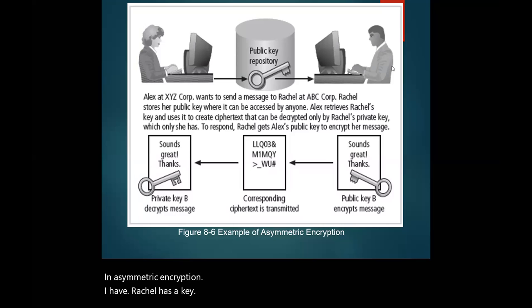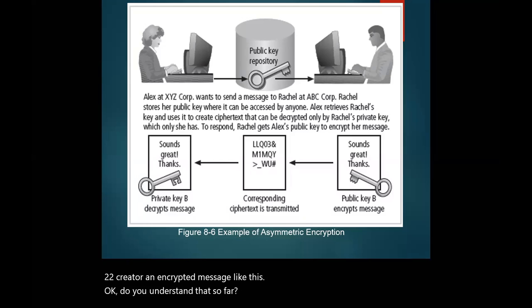Rachel wants to send a message to Alex. Rachel asks, "Hey, Alex, give me your key." Alex says, "This is my key," and that is a public key. So she uses that public key to create an encrypted message like this. Do you understand that so far?